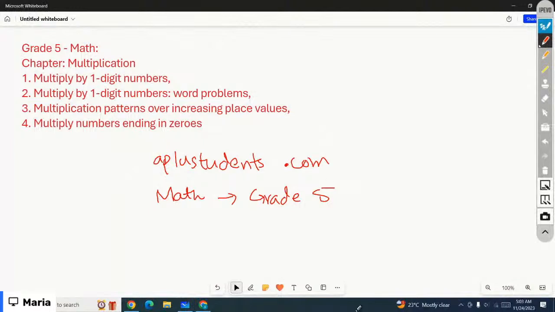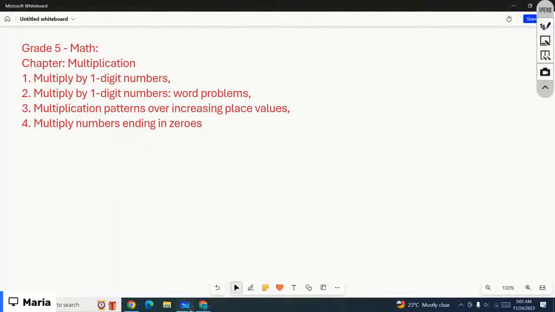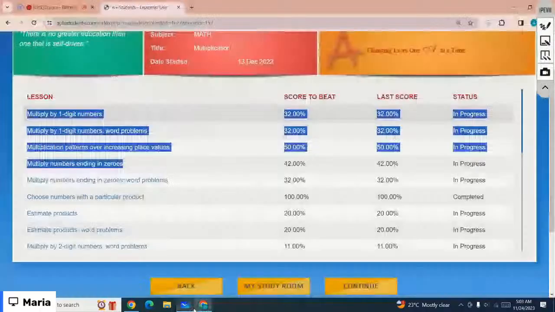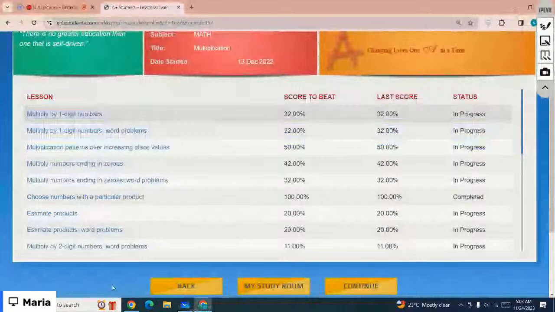Please make sure you have your notebook and pencil so that you can note down the important examples and definitions as well. So here I am on grade 5 math. The chapter is multiplication. Let's just start with the first lesson, that is multiply by one digit numbers.